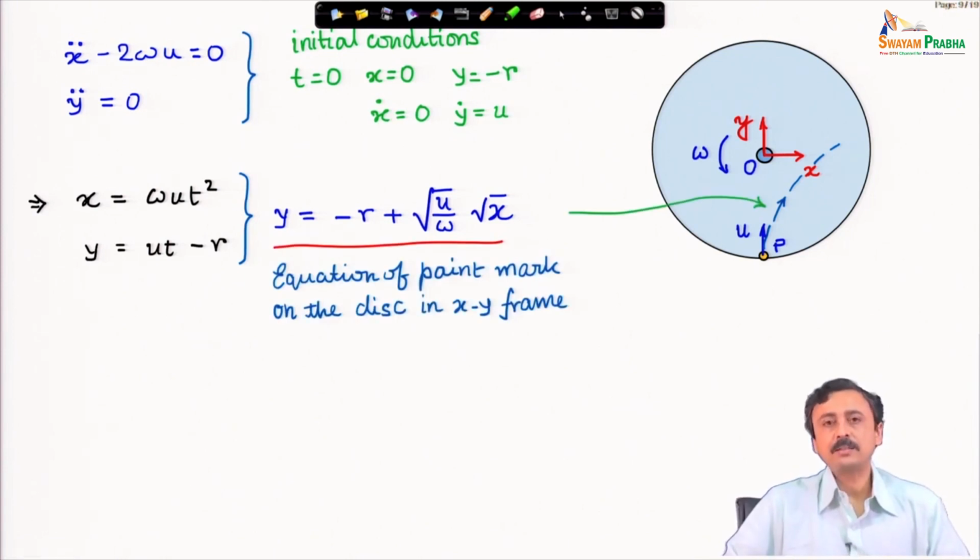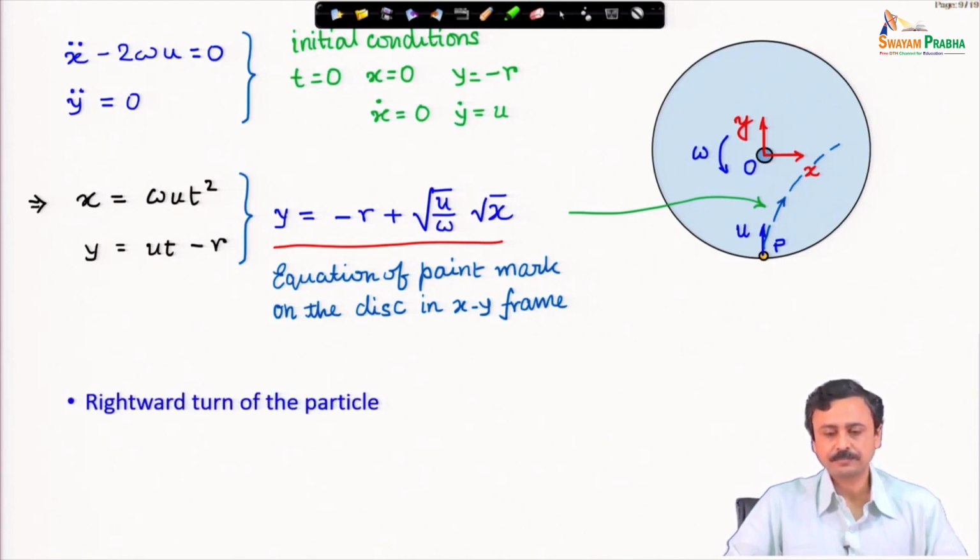Therefore, this is the path of the paint mark, because remember x and y are coordinates as measured from a frame which is fixed to the disc, and this path is therefore on the disc. The paint mark will be on this approximately parabolic path. Remember, we have done some simplifications.